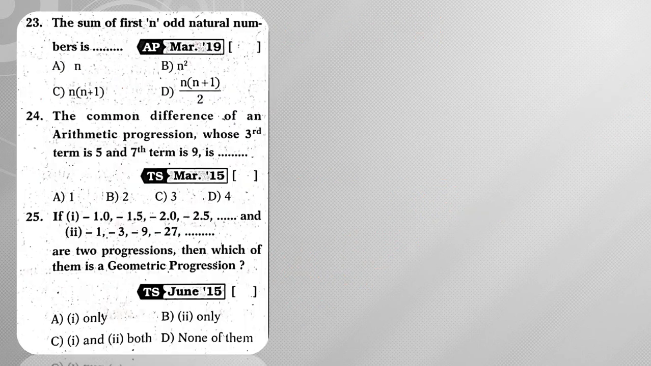Next, question number 23. Find the sum of the first n odd natural numbers. The sum of the first n odd natural numbers is given by n square. We also have a derivation for this. Suppose I am considering 1 plus 3 plus 5 plus and so on. What is the last term? 2n minus 1.